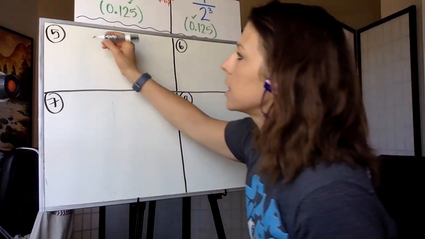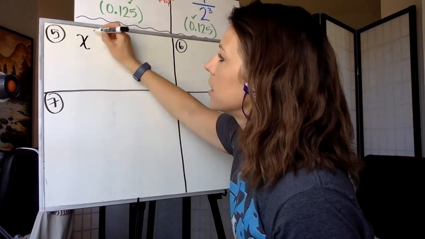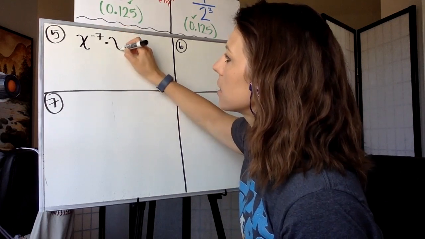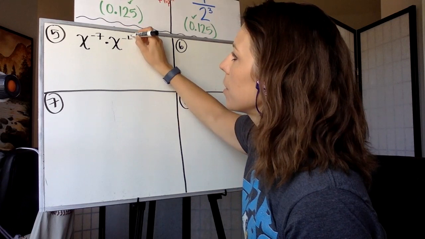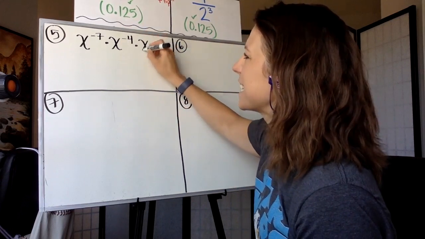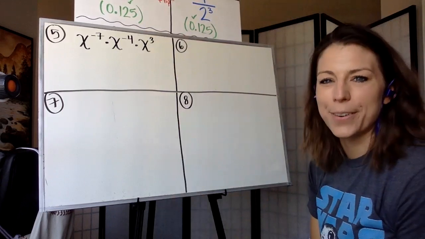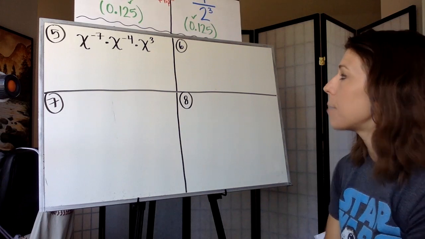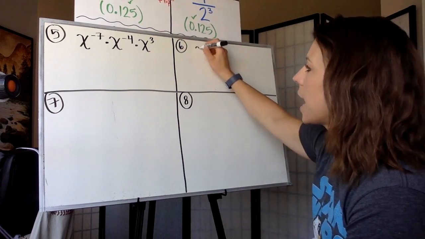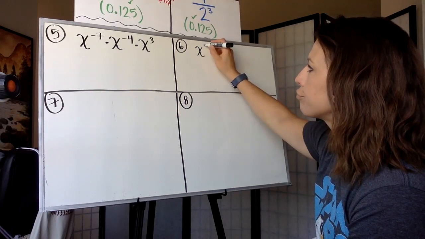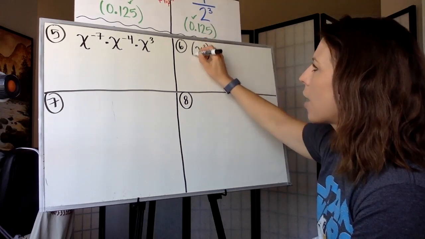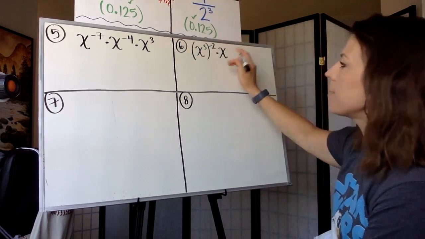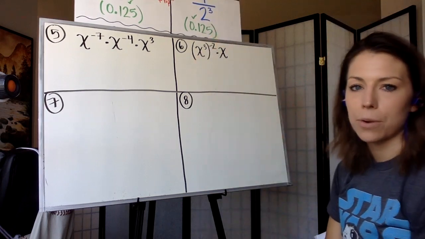So for number 5, let's do x to the negative 7th times x to the negative 4th times x to the 3rd. Ooh, yeah, I just kind of kept going there, right? Whatever. X to the negative 7 times x to the negative 4 times x to the 3rd. That's number 5. Number 6 is going to be x to the 3rd to the power of negative 2 times x. Okay, I did kind of blend 2 together there, but that one won't actually be that difficult.